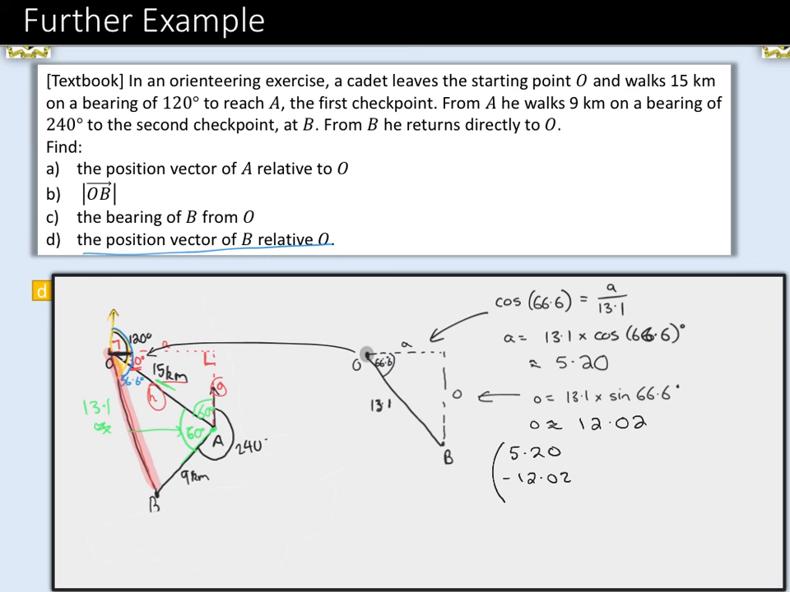You could write that with ij notation if you wanted to, so you could write O to B like this, or you could write 5.20i minus 12.02j.